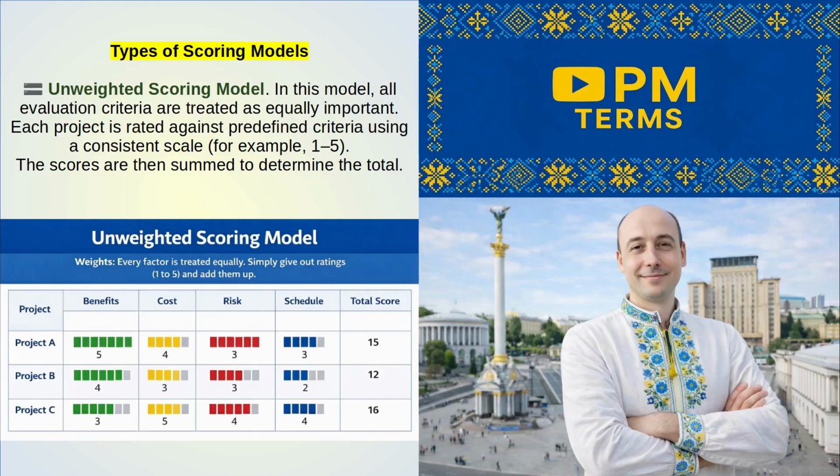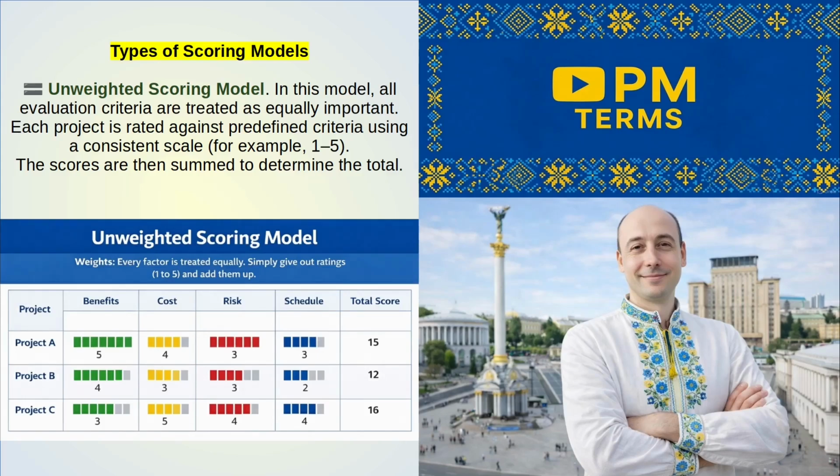Types of scoring models. Unweighted scoring model. In this model, all evaluation criteria are treated as equally important. Each project is rated against predefined criteria using a consistent scale, for example, 1 to 5. The scores are then summed to determine the total.